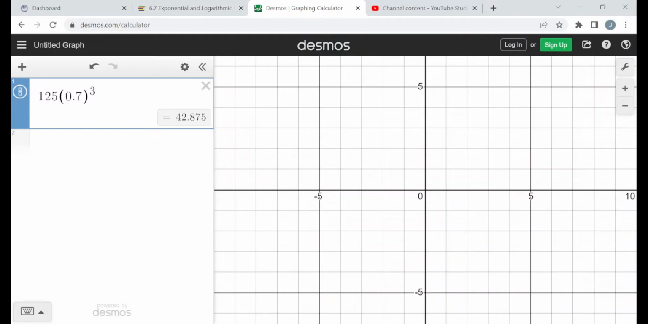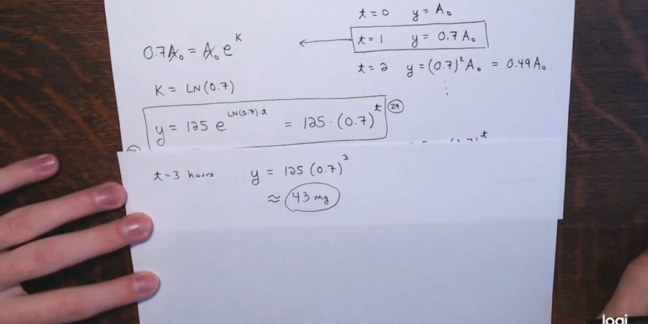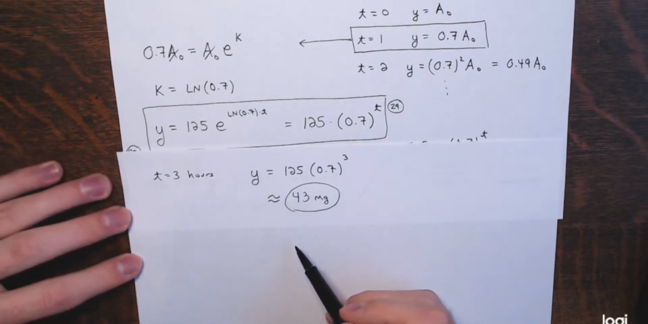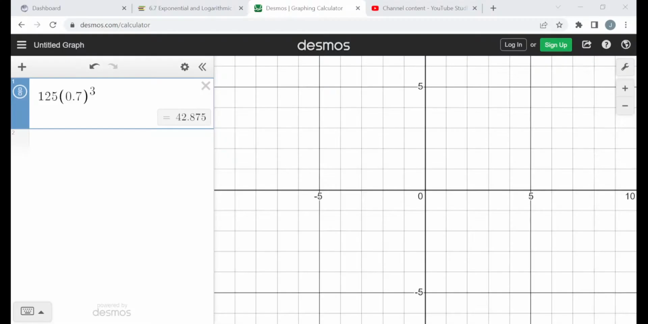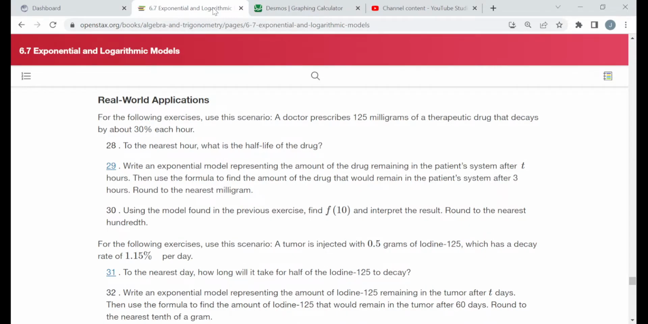Approximately 43 milligrams left, after initially starting with 125. It gets cut by 30% every hour. So about 43 milligrams of drug are left in the patient's bloodstream after 3 hours. And that's it for 29.